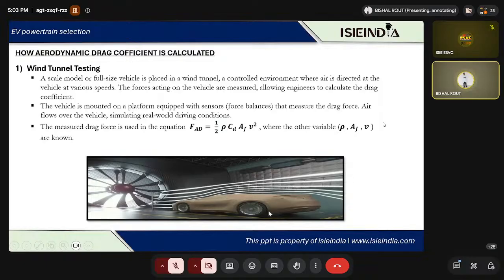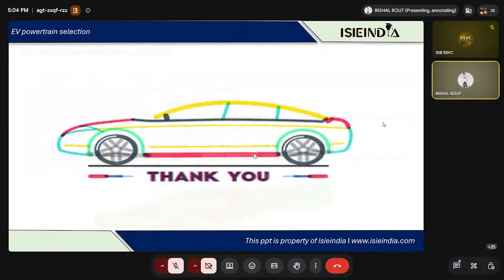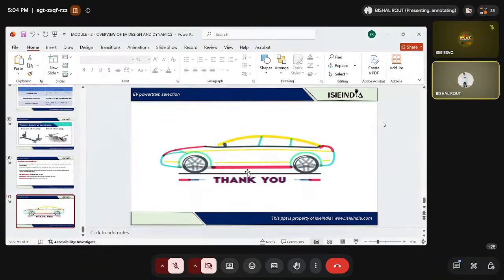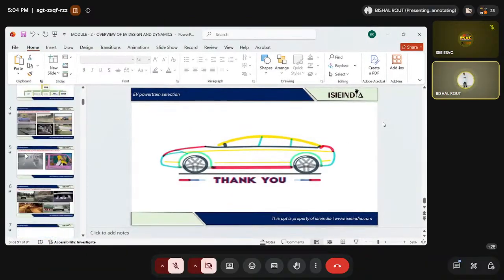You can see this is a tunnel, and in the tunnel you will have fans, basically. So you will know these variables. If you want to calculate this drag coefficient, it can be easily calculated. So this is wind tunnel testing, right?